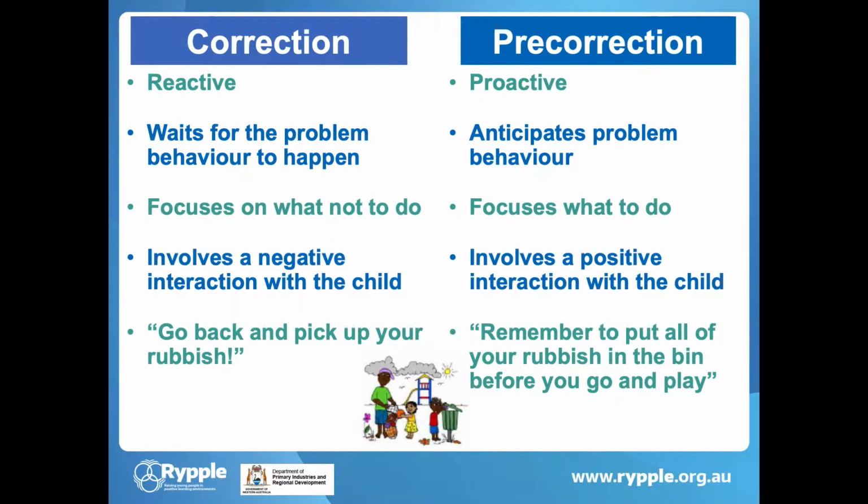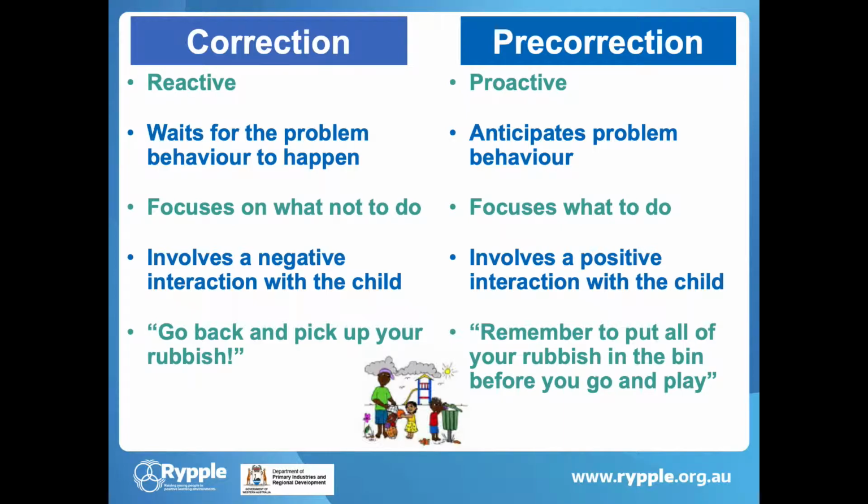Traditionally, when we wait for a problem behaviour to occur and then deliver a correction, it is seen as a reactive response, and it focuses on what not to do and generally involves a negative interaction with the child. For example, go back and pick up your rubbish before you go out to play. However, using pre-corrections is a proactive and preventative approach. It anticipates problem behaviour and it focuses on telling the students what we want them to do before they do it. That way, it increases the likelihood we get the behaviour we want and we can follow up with a positive interaction with the child.